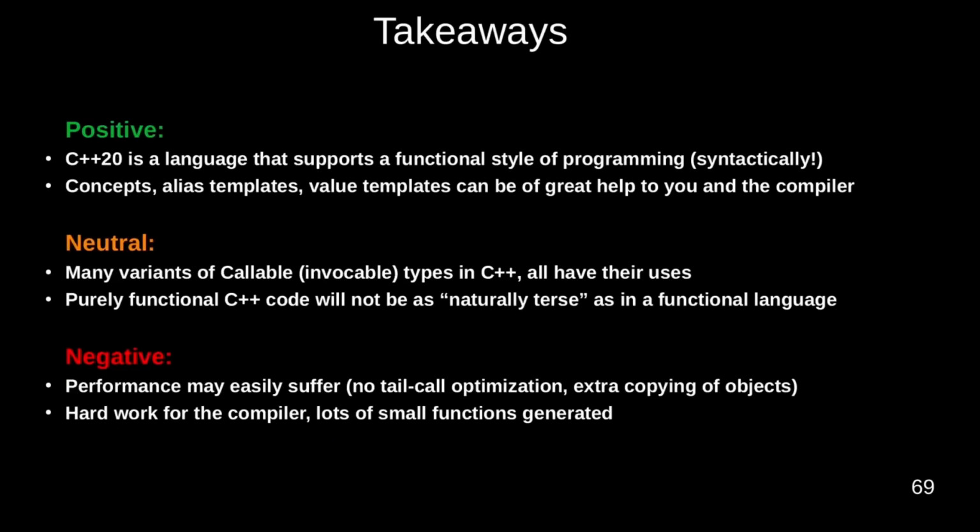So we're at the end. I have some takeaways here. Some positive things in my mind: I think at least that C++ is a language that supports a functional style of programming. At least syntactically, I'm not missing a whole lot. But of course there could be improvements. Also, I think it's cool that there's not just one functional language in C++, there's kind of two. You have your regular runtime functional language, but you also have your compile time functional language using concepts, alias templates, value templates, and so on.